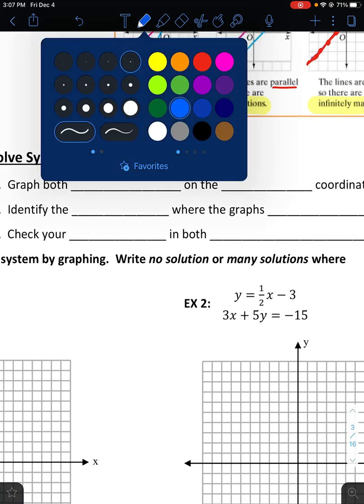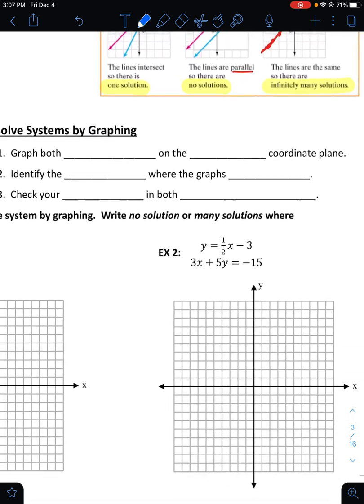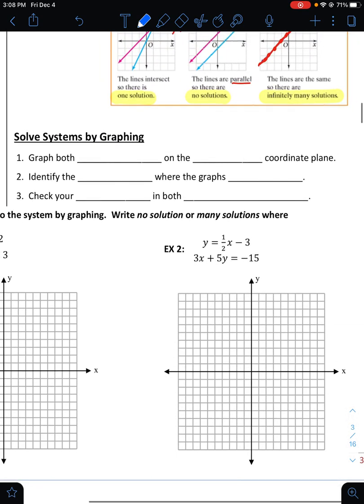Let's add a little bit more in here to help us as we solve a system by what is called the graphing method. That's what we're going to work on today. The very first blank: graph both equations on the same coordinate plane. So I'm going to graph both equations on the same graph. Number two, identify the point where the graphs intersect.